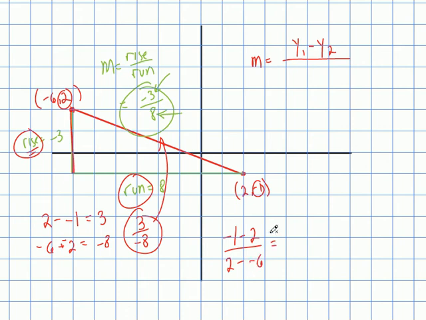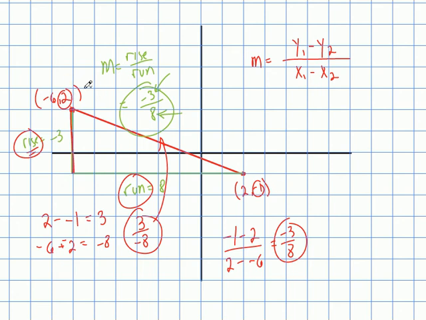Do we get the same thing? Do we still get -3/8? Yep, that's -3. That's +8. We sure do. So it doesn't matter what order we subtract them, as long as you subtract them both in the same order. You got it? All right, so what's this going to be? y1 minus y2 over, what do you think? x1 minus x2.